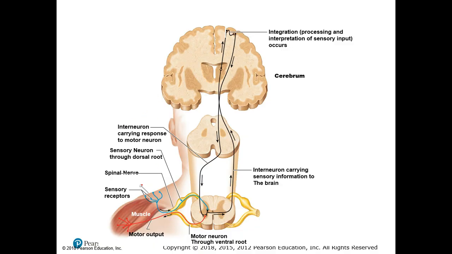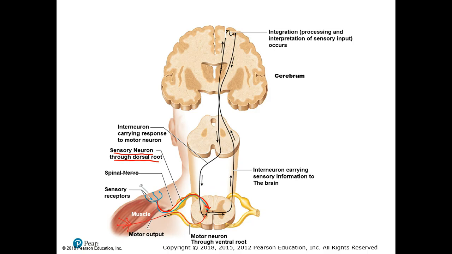Here is a tack, and it's poking your skin. Our sensory receptors are going to pick up that pain. It's going to send that signal through your sensory neuron, through the dorsal root. So again, blue is going to be our sensory neuron, and then the yellow is our dorsal root. It's going to go into our spinal cord. Our spinal cord has two options.